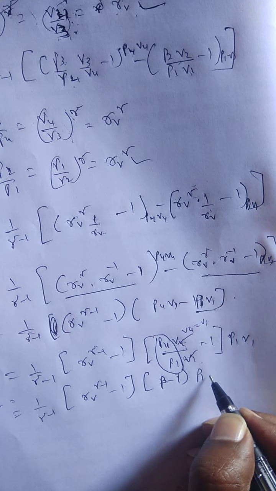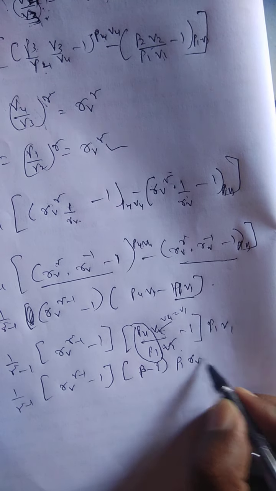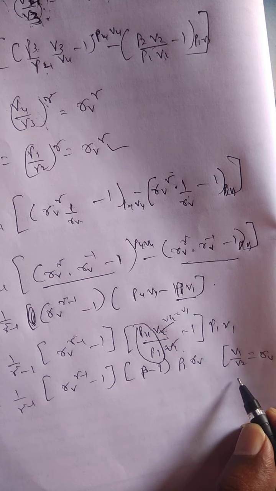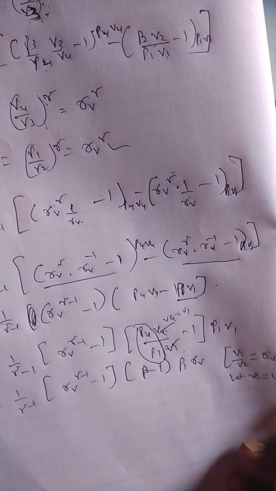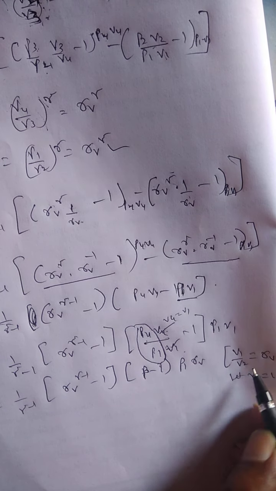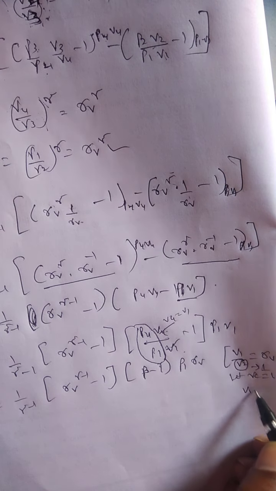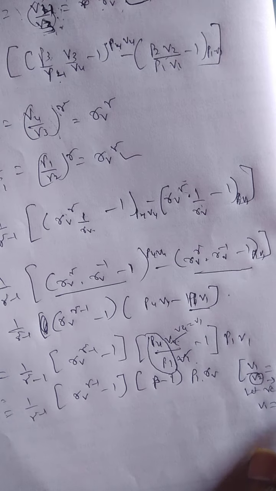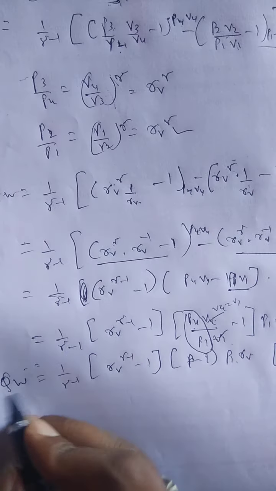Into P1, whereas V1 I will take as RV, because V1 divided by V2 equals RV, and in the beginning we considered VC equals V2 equals V3 equals 1. So V1 will be equal to RV. So I will be taking here P1 into RV. Now we have found the equation for work done.